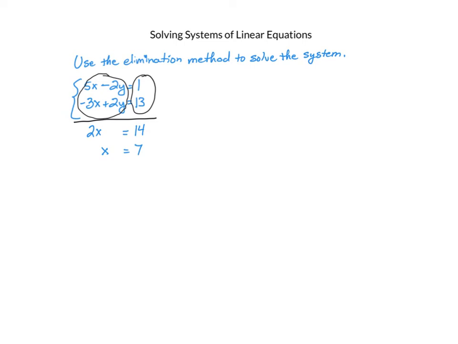We still need the y coordinate that goes with that x coordinate for the solution, but as with the substitution method, we can just use back substitution to figure out the y value that goes with it. So let's do that substitution. I'm going to choose the first equation. Didn't really matter. 5 times 7 minus 2y equals 1. And solve that equation. 35 minus 2y equals 1. So negative 2y equals negative 34, or y equals 17. So the solution to this system is 7, 17.